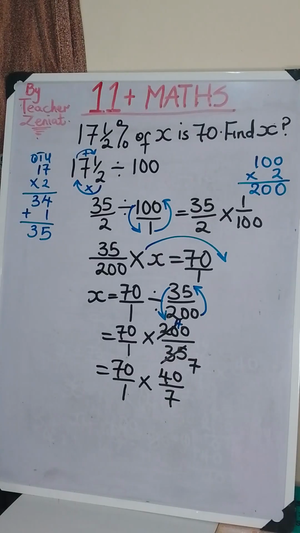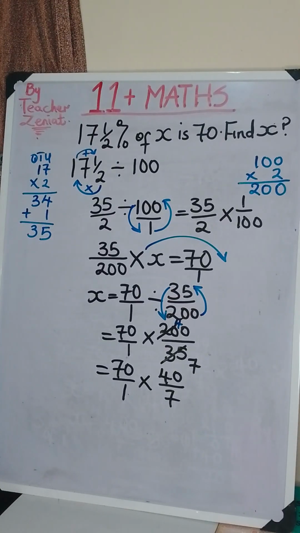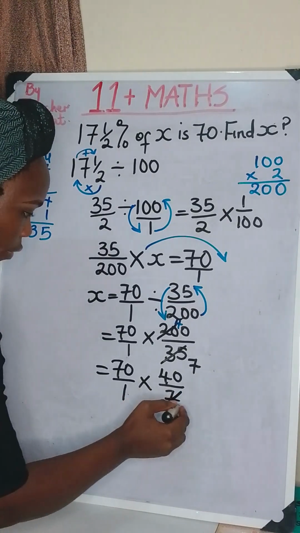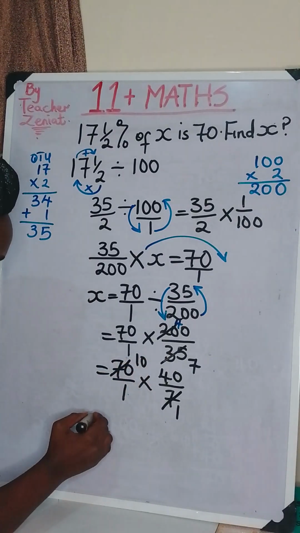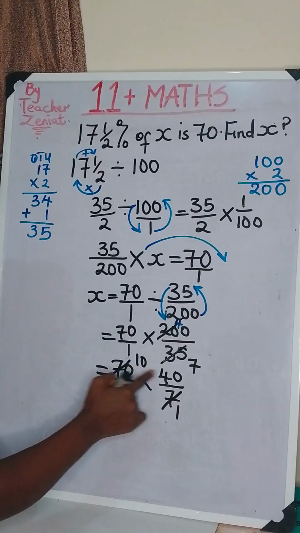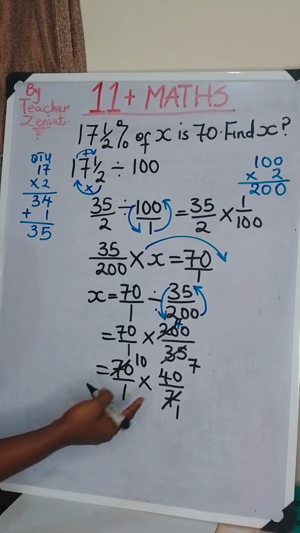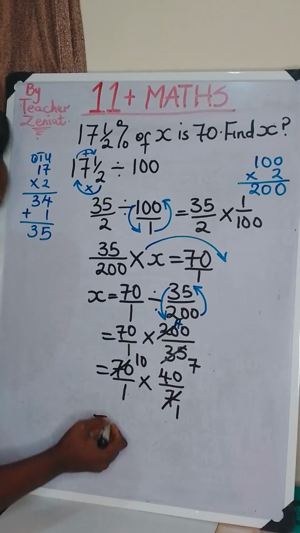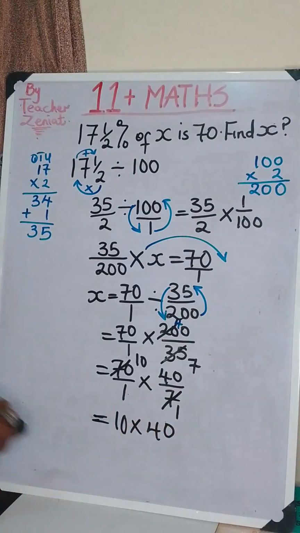Now, can we still simplify? Yes, we can still cancel out. Now, let's cancel out. 7 here will give us 1. 7 here will give us 10. So that we'll have 10 times 40 as the numerator and 1 times 1 as the denominator. So at the end we have 10 times 40. Now, let's work out 10 times 40 by the side.